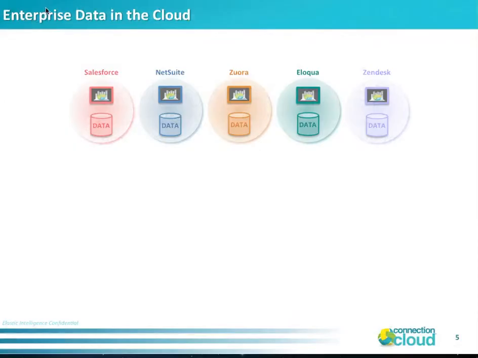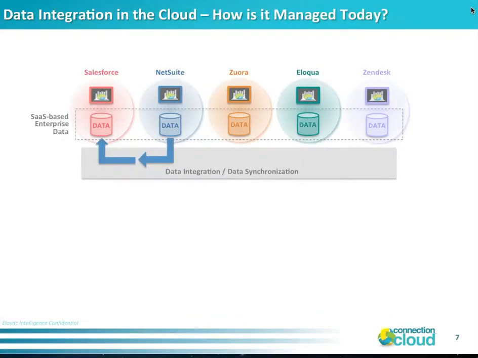So here's what data in the cloud looks like now. There's data coming from multiple SaaS applications. And if I want to access data from more than one of those applications, there's really 3 scenarios. One is data integration, second is data synchronization, and the third is just straightforward data access. So I'm going to talk a little bit about the differences.